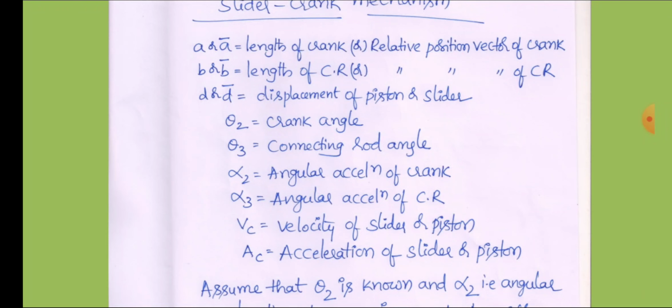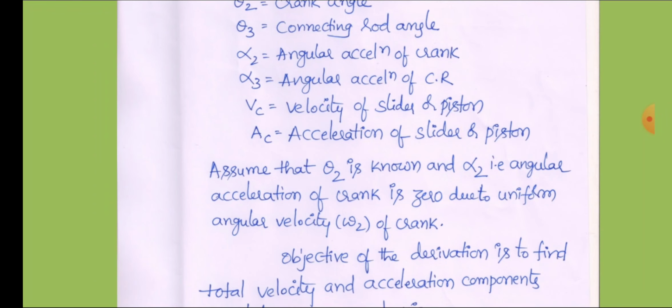of the connecting rod. And V suffix C is the velocity of the slider or the piston, and A suffix C is the acceleration of the slider or the piston. Here VC, velocity, by default means linear velocity, and A suffix C is the acceleration, which means linear acceleration. Now these are the notations.